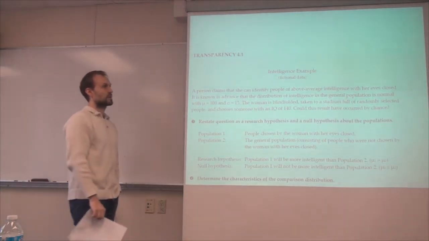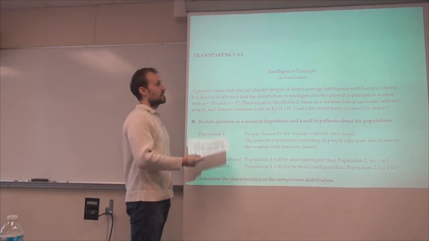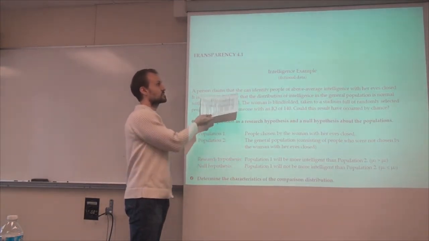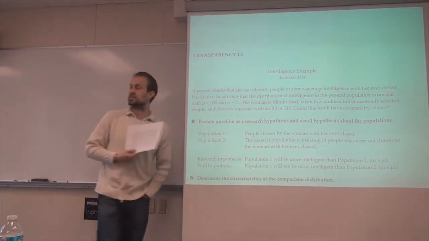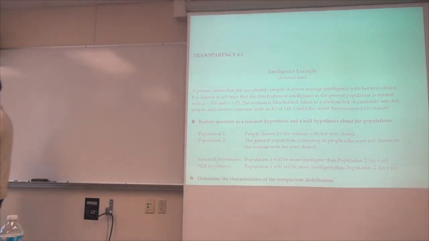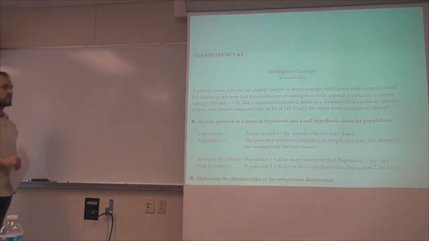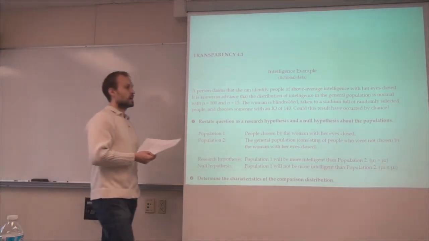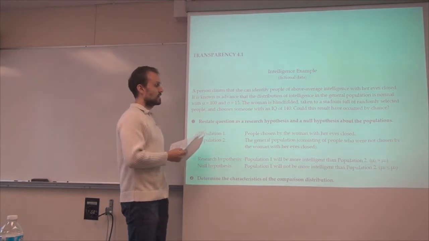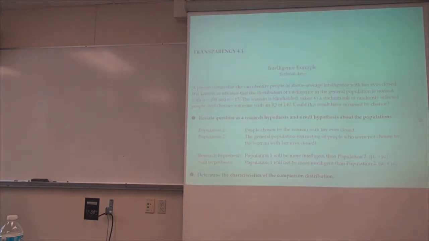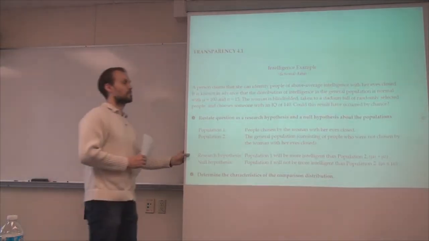So could she have done that by chance, or is there reason to believe, or evidence that supports, her claim that she can just pick out a person of above average intelligence? So we are stating this by using a null hypothesis and a research hypothesis. Some books also call this one the alternative hypothesis.